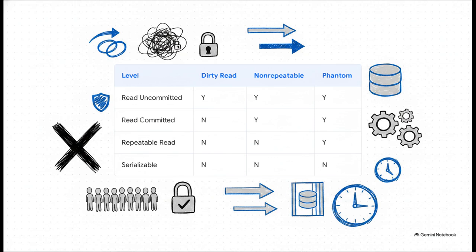Next is read committed, which is the default for most databases like Oracle and SQL Server. It ensures you only read committed data. Then, repeatable read goes further to ensure queries return consistent results by using shared locks. Finally, we have serializable. This is the most restrictive level. It guarantees perfect transaction isolation, but it comes at a massive cost to concurrent performance because transactions just have to wait in line a lot more.